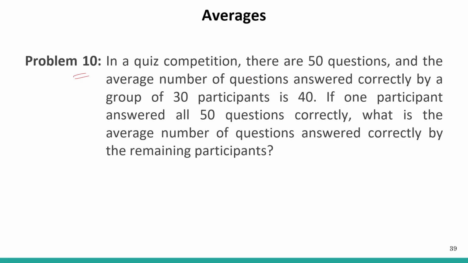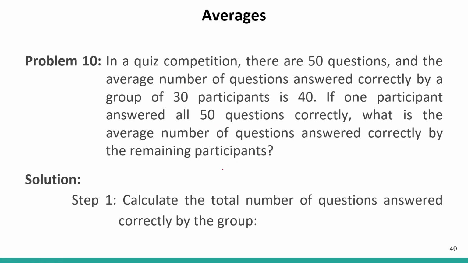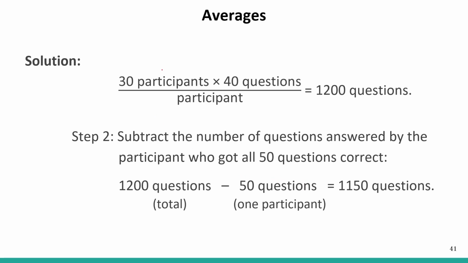So in a quiz competition, there are 50 questions, and the average number of questions answered correctly by a group of 30 participants is 40. So if one participant answered all 50 questions correctly, then what is the number of questions answered correctly by the remaining participants? Okay, so let's see. Calculating the total number of questions answered correctly by the group: 30 participants into 40 questions per participant is equal to 1200 questions.